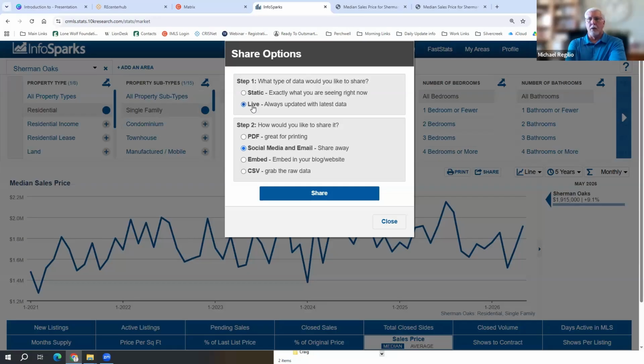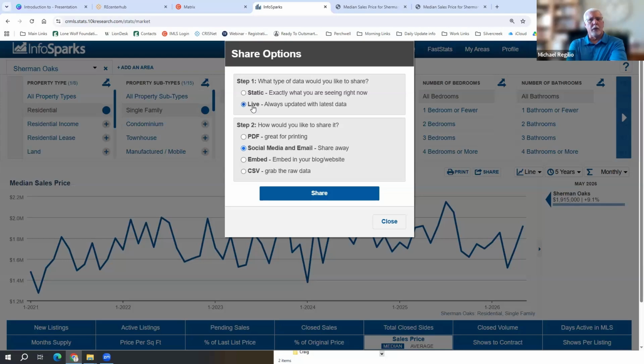When I post it online, or when I put it in an email signature or on a blog, I'm probably going to use the live, because every month that the data is added or updated, if somebody goes back into that link a month from now, it will give them June's numbers. So the live is used more, in my opinion, for things that are going to have long-term engagement: blog posts, email signatures, website links, things like that.